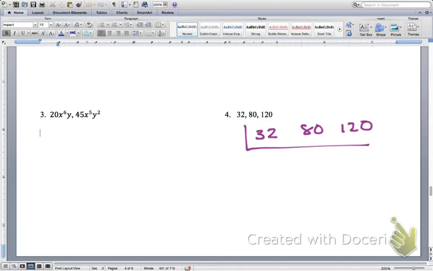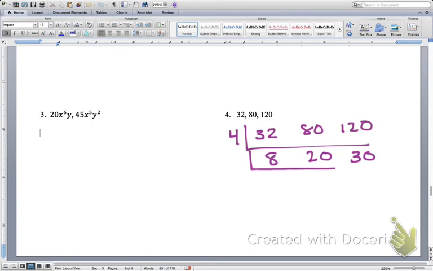So we start off the same way. We look for a number that divides all 3 of them. I can see these are all divisible by 4. So 4 times 8 is 32. 4 times 20 is 80. 4 goes into 12 3 times, so it's going to be 30.